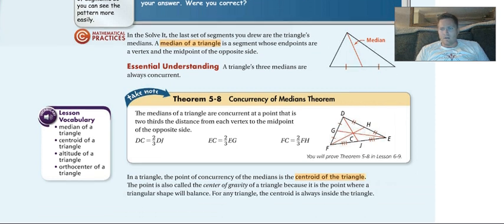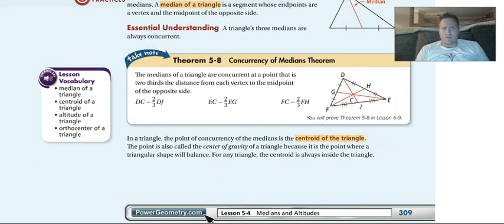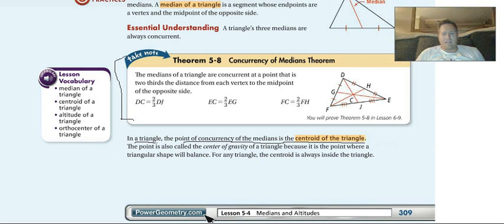So that's what we're going to write down right here. And you'll see the picture of them, way nicer drawn than I had it, and it looks just like this. So you're going to write down this box right here, and this sentence: in a triangle, the point of concurrency of the medians is the centroid of the triangle. You don't need to write this down, but it's also the center of gravity. It's because the point is where the triangular shape will balance. It's like the perfect spot that you could put something through that would allow it to balance.